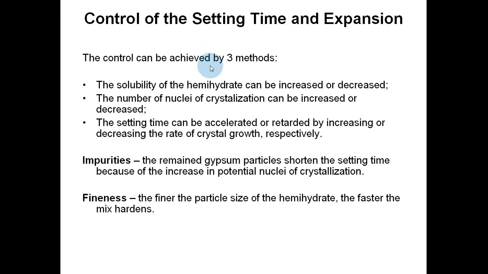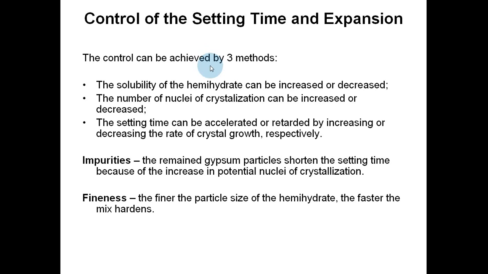Control of the setting time and expansion. The control can be achieved by 3 methods. The solubility of the hemihydrate can be increased or decreased. The number of nuclei of crystallization can be increased or decreased. And the setting time can be accelerated or retarded by increasing or decreasing the rate of crystal growth, respectively.